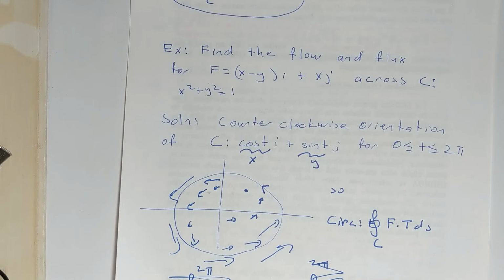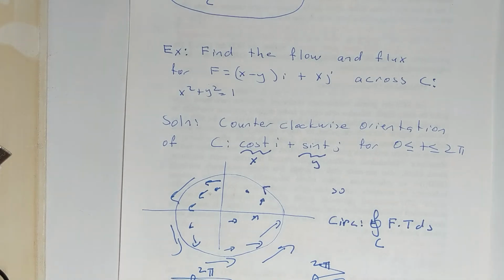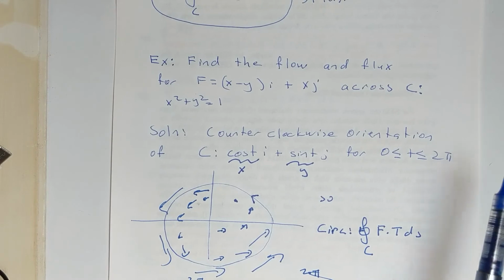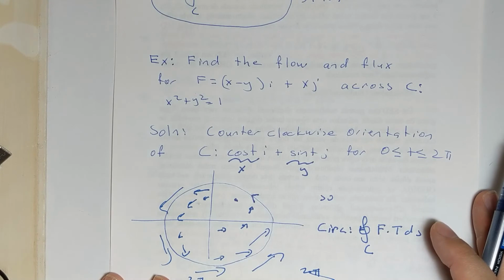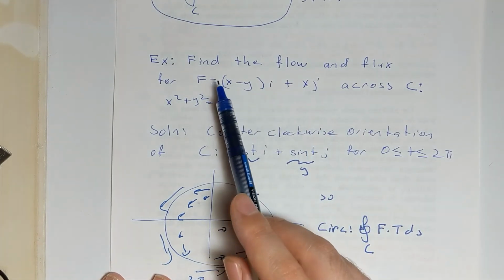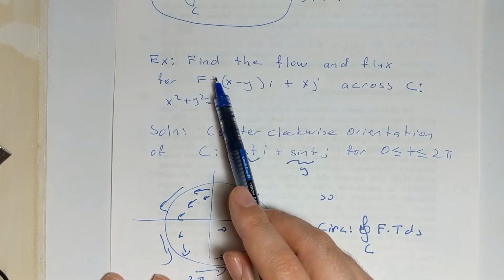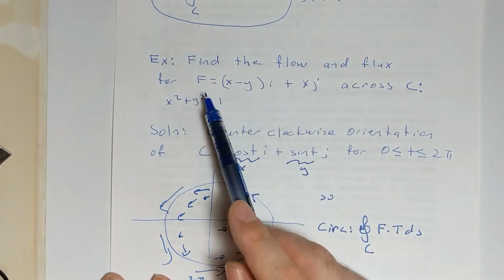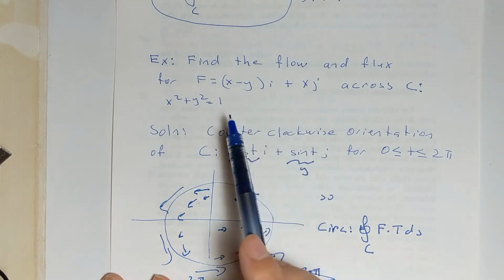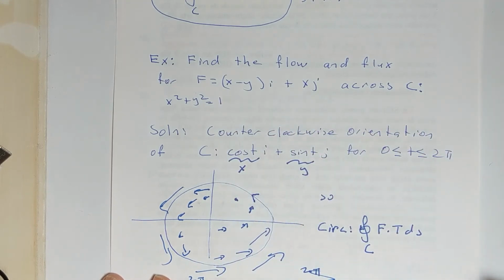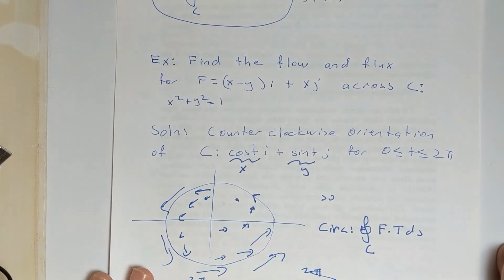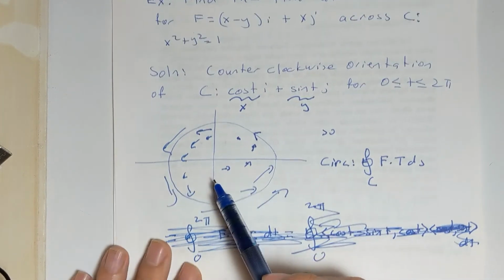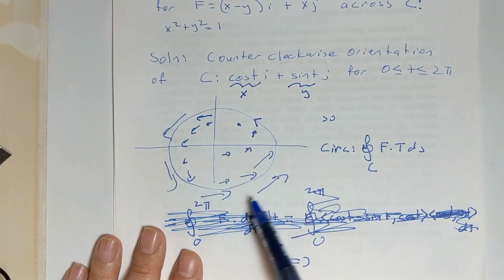So I picked a question from the book showing the applications of this to an actual force, an actual velocity field. So what we'd like to do is find the flow and flux when the velocity field is F equals x minus y i plus x j. It's a very simple, nice velocity field. Across the curve x squared plus y squared equals 1. Now, that's, of course, the unit circle. I tried to draw the vector field here.